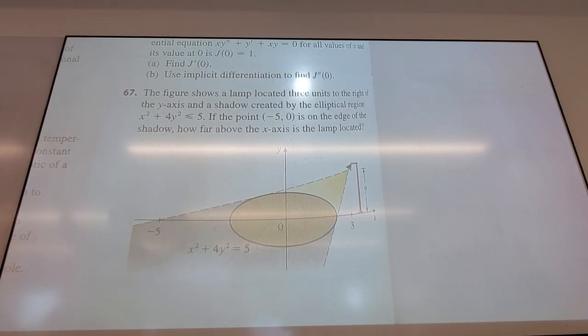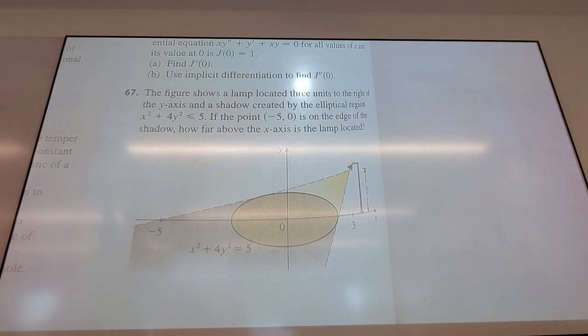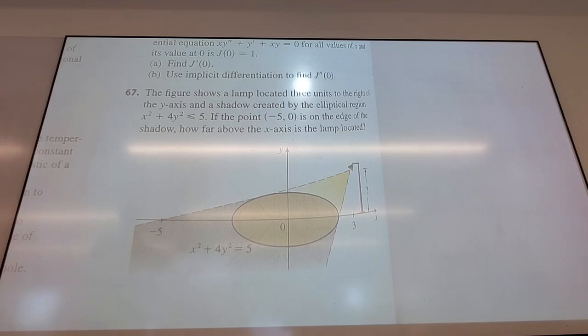So it's got a lamp, 3 units to the right of the y-axis. You guys see that? So even though the lamp pole is a little further, the lamp is at 3. You guys agree with me? And the shadow created by, there's some kind of an elliptical thing. There's like a little UFO there that's blocking the light, so it's making that shadow. You with me? Okay. If the point -5, 0 is on the edge of the shadow, how far above the x-axis is the lamp located?